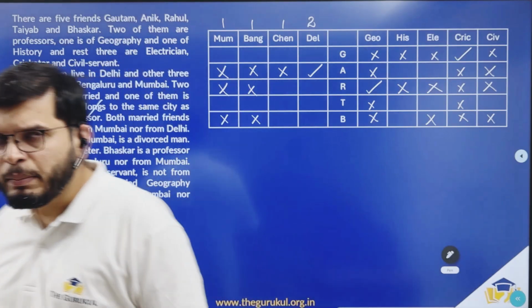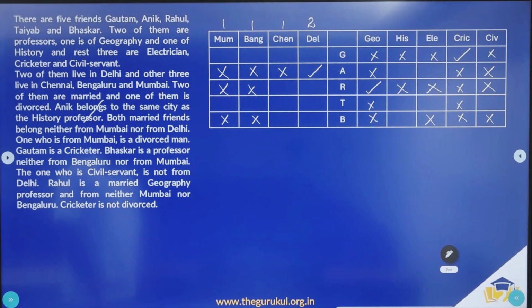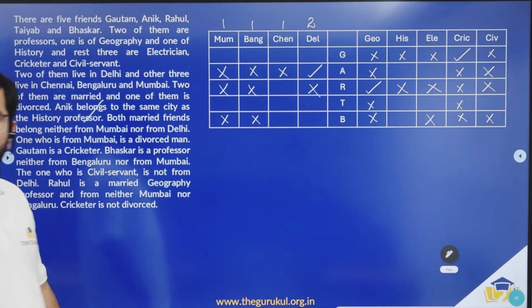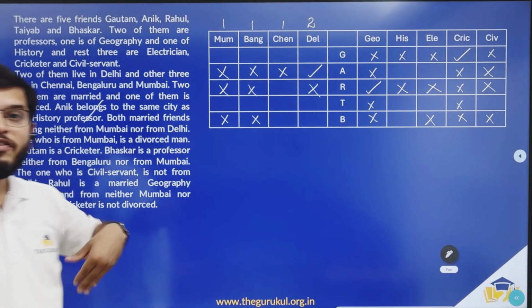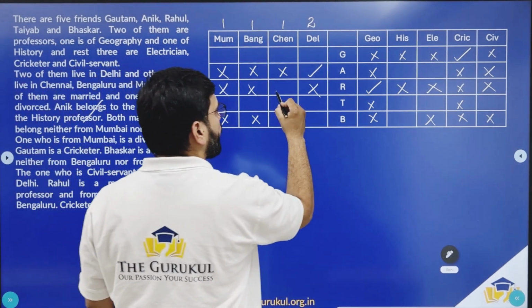Now let's look at the statements once again. Two of them live in Delhi and the other three live in Chennai, Bangalore and Mumbai. Two of them are married and one of them is divorced. A belongs to the same city as history professor. Right. So R does not belong to Delhi because R is not the history professor. R is geography professor. So R is from Chennai.